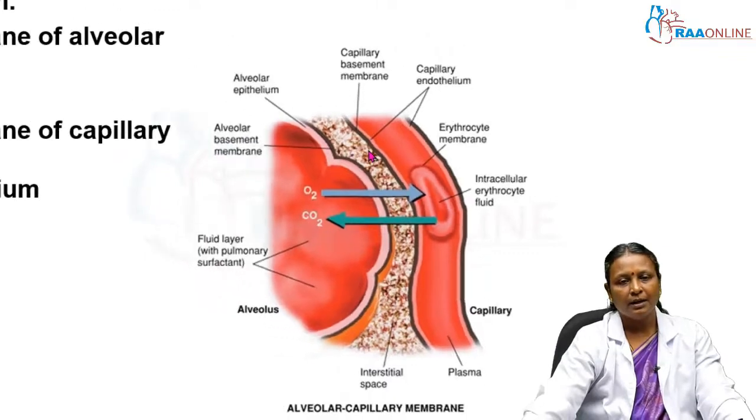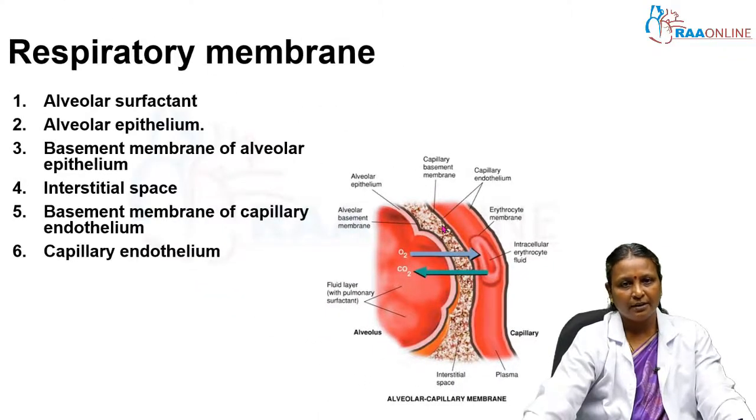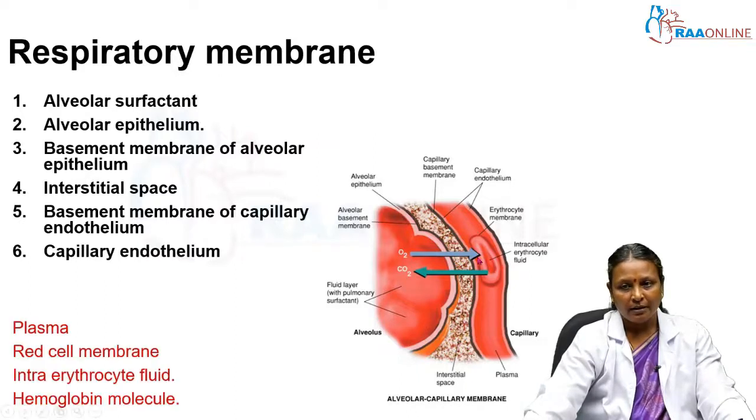So, the layers are, first layer is the alveolar surfactant, then comes the alveolar epithelium, then the basement membrane of the alveolar epithelium, the interstitial space. In the interstitial space, you have a very thin layer of the interstitial tissue and very minimal amount of fluid, the basement membrane of capillary endothelium and the capillary endothelium per se. Then once it enters into the capillary endothelium, it has to pass through the plasma, red cell membrane, intraerythrocyte fluid, then go and bind with the hemoglobin molecule.